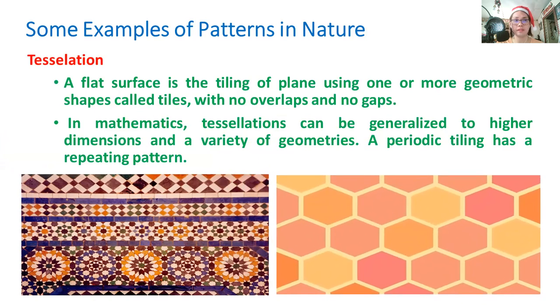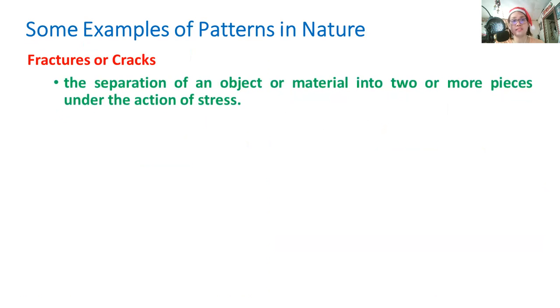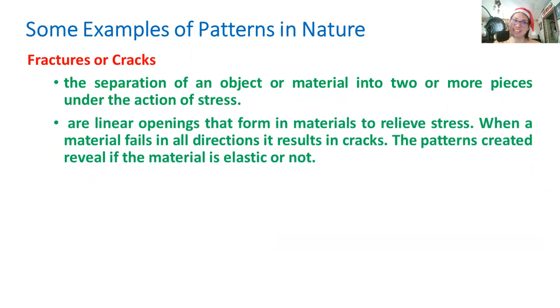So another example of tessellation, as you can see, the shape of a, okay, 6 sides, right? Hexagon, it repeats several times. Okay, so another pattern in nature is fracture or crack. It is the separation of an object or material into two or more pieces under the action of stress. And another meaning for fracture or cracks, it is linear.